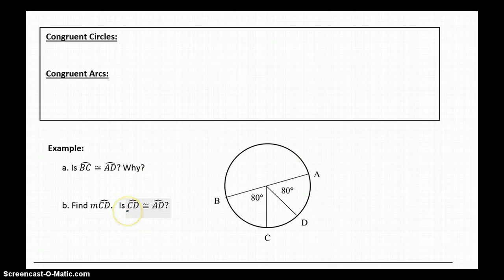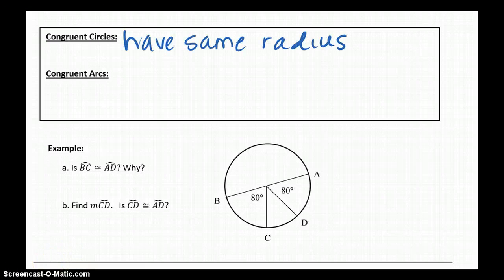We're also going to be working with congruent circles, and congruent circles are circles that have the same radius. And we will also be working with circles that have congruent arcs. There are two different points to this. Congruent arcs have the same measure, or it could be arcs of the same circle or of congruent circles.